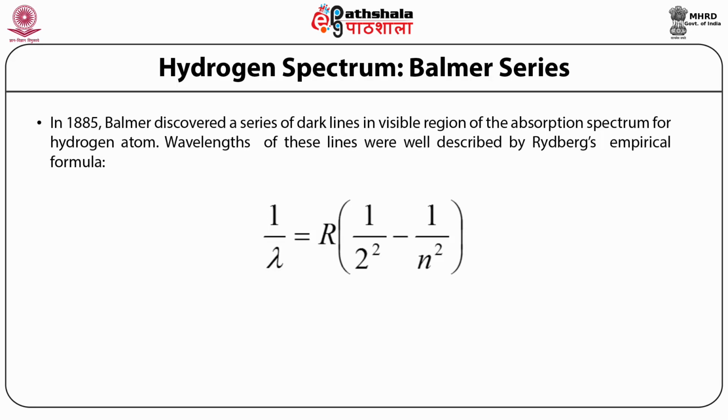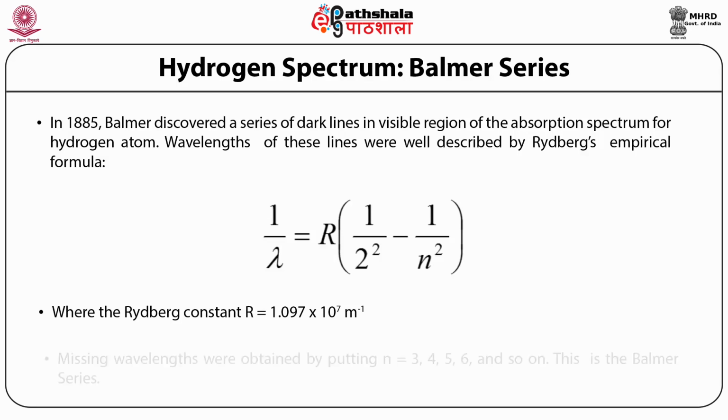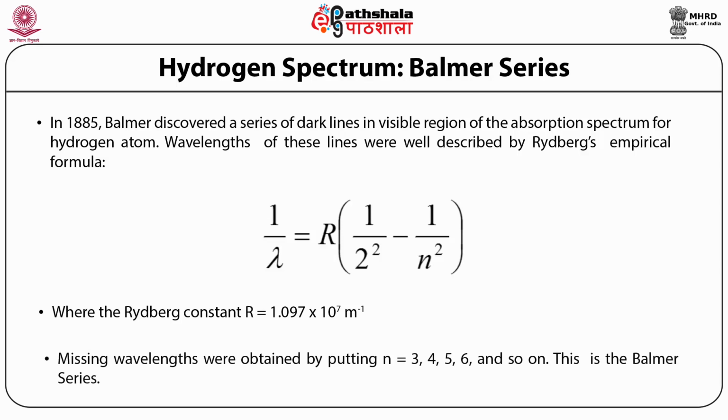He was sort of playing with the various lines which occur in the visible region of the absorption spectrum of the hydrogen atom, and he found that there are certain wavelengths which are missing, and the wavelengths of these missing lines could be calculated by what is known as Rydberg's formula. This is purely an empirical formula which you can see on the screen, and R is called the Rydberg constant, which you can also see on the screen. The missing wavelengths were obtained by putting n equal to 3, 4, 5, 6, and so on.